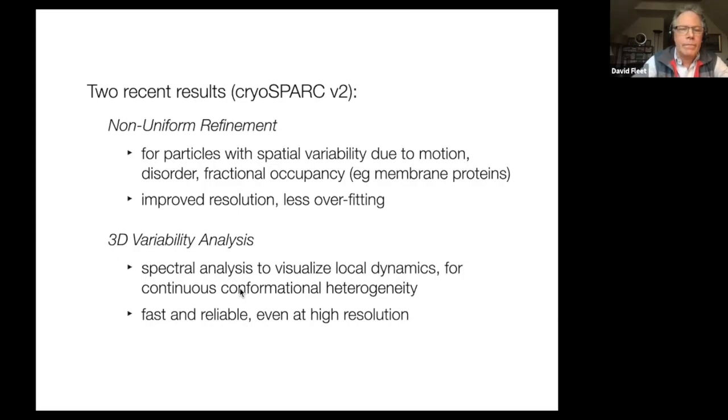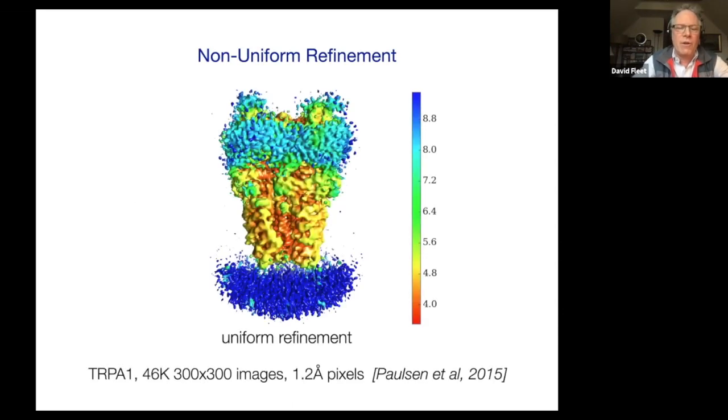Okay. So the key to non-uniform refinement is the following, that when you look at a particle, this is again another ion channel, what happens is that there's certain regions that are not rigid.